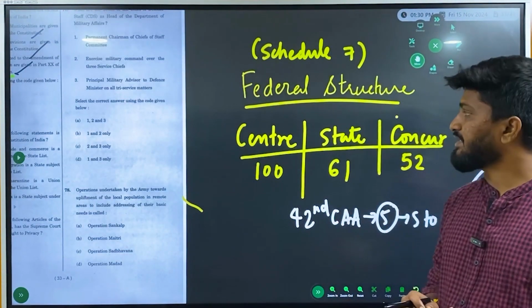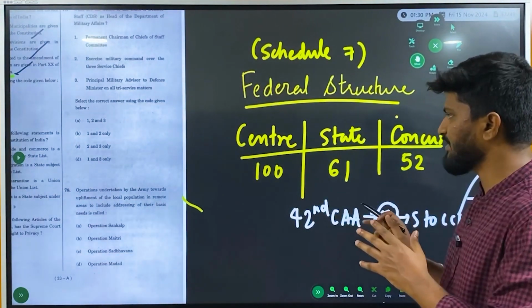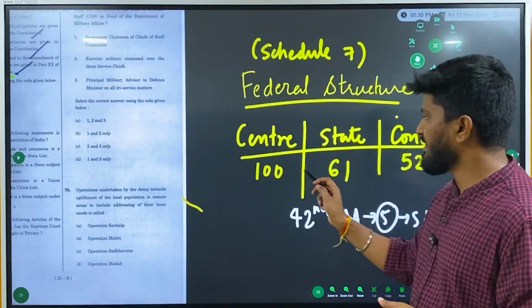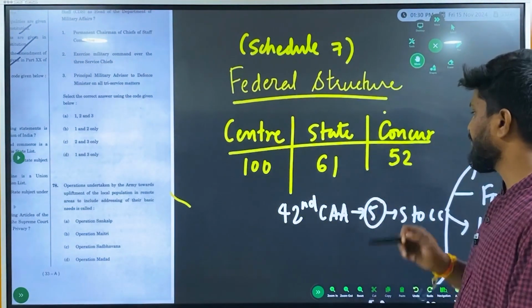Schedule 7 deals with the federal structure. In it, the total subjects are divided into three parts: center, state, and concurrent. At present, there are 100 subjects in the center list, 61 in the state list, and 52 in the concurrent list.